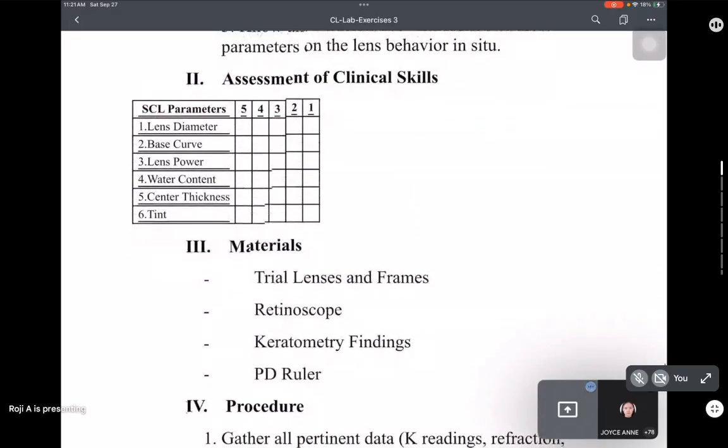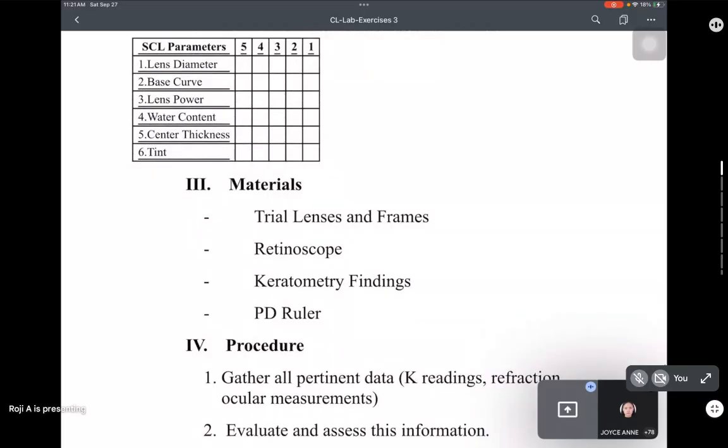So that's for lens power. Now, water content. What did we talk about? Joyce, do you remember water content? What is important about water content? As far as I remember, Doc, with water content, more water content, more permeable. For 100%, yes. Very good. When there is lower water content, the permeability is less. Very good. So that's the water content. How about the center thickness?